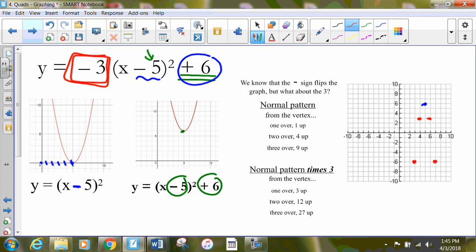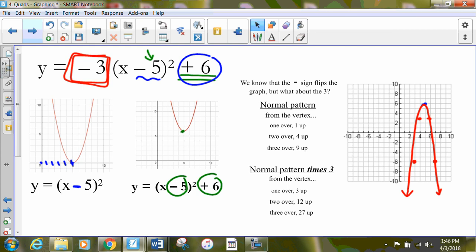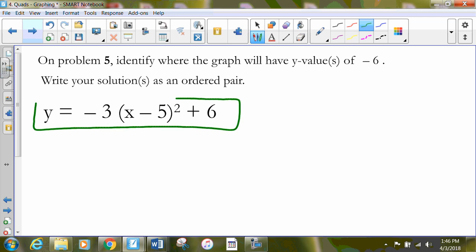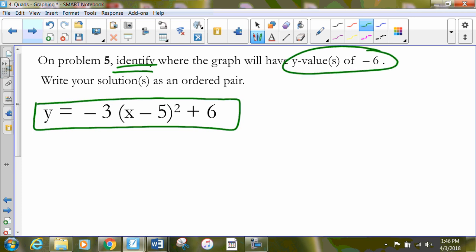And there we have it. I can't do any more points because we're going to run off the graph. So there we are. All right, so that should be a review. This next question is going to test whether we understand what we've been doing. So the next question says, take the same equation, so that's the equation we just graphed, and identify where the graph will have y values of -6.